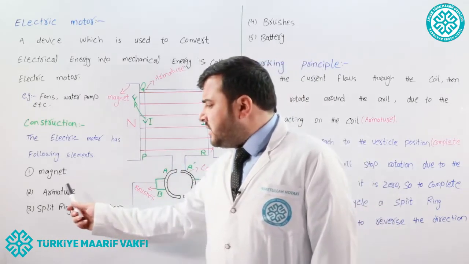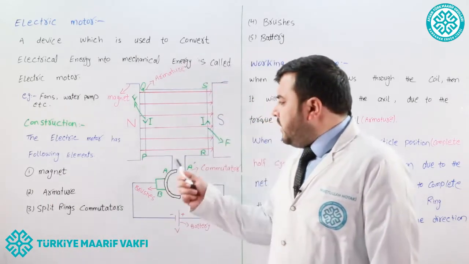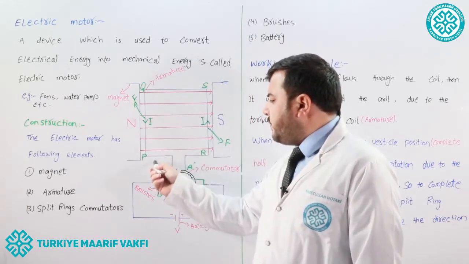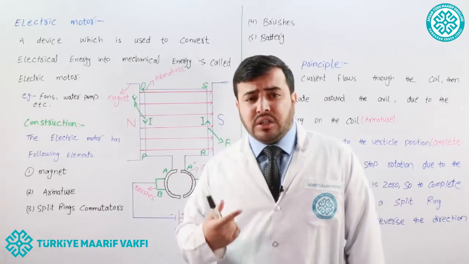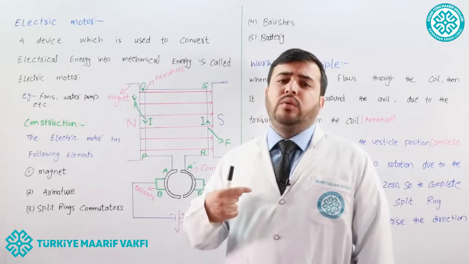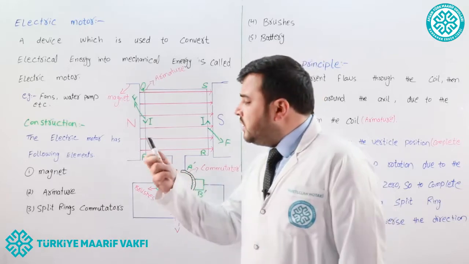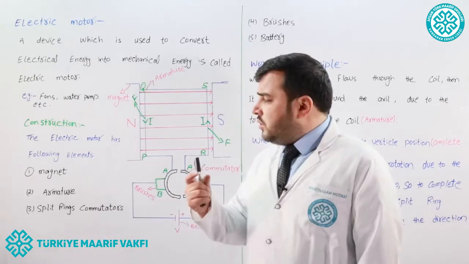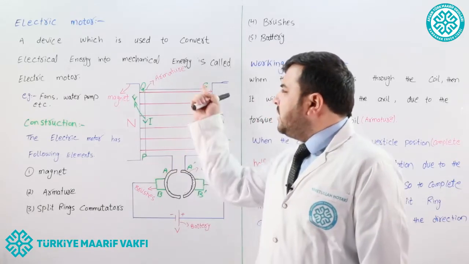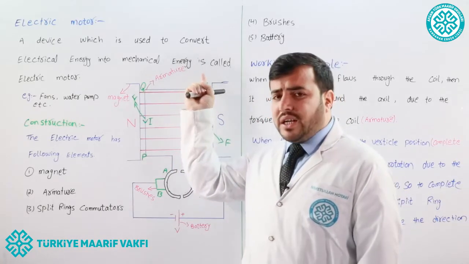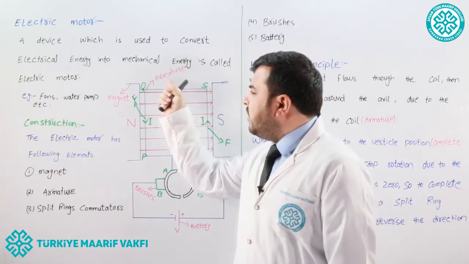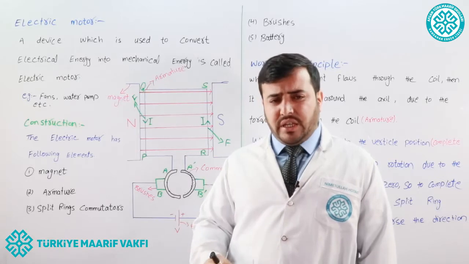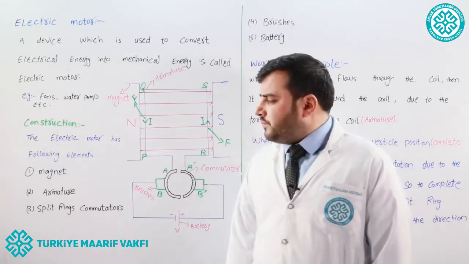The second one is the armature. Here you can see this rectangular coil, which is made of a conducting wire and which will be rotated in this magnetic field. We will see it later. So a rectangular coil made of conducting wire is also called the armature. So the second element is the armature.